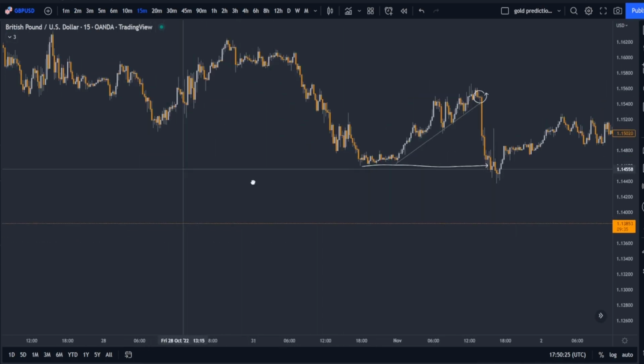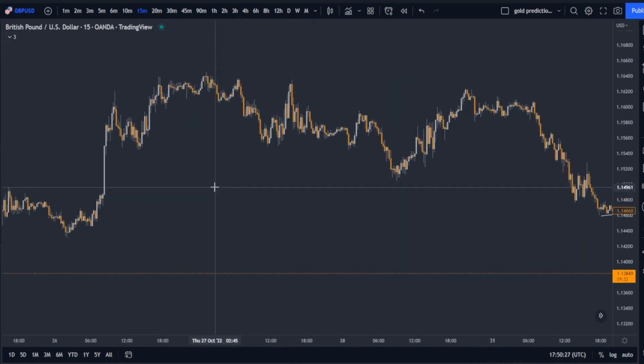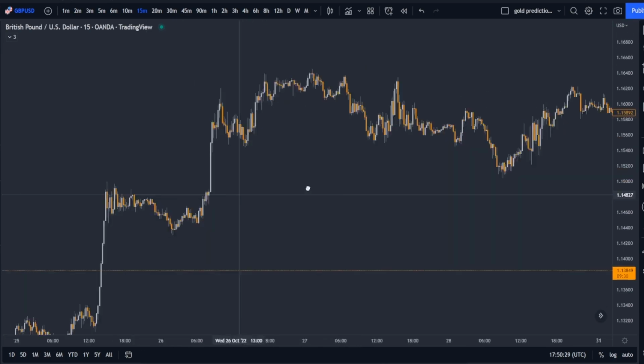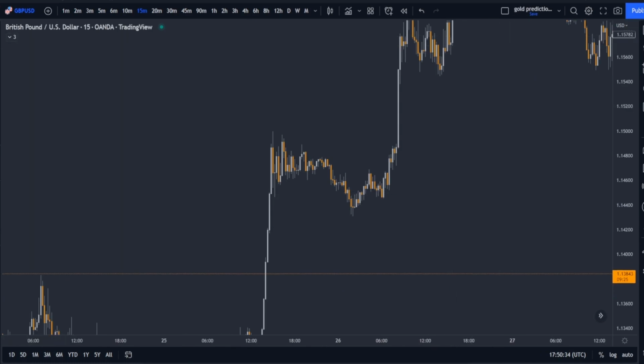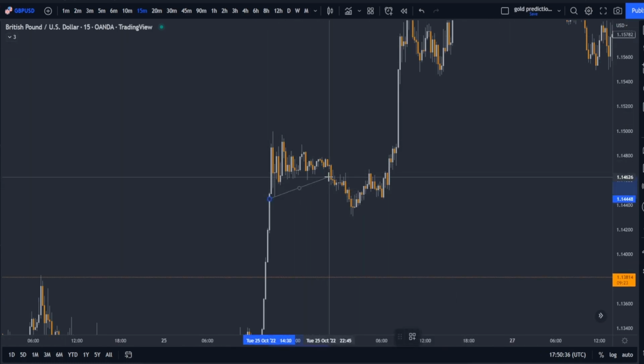So let's see if we can find some of the other patterns that we spoke about here. Let's see if we can find some triangle patterns. So this is a great example here. Now again, it doesn't look that obvious, right?